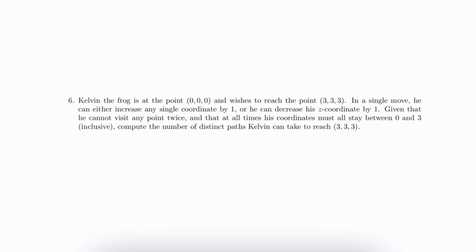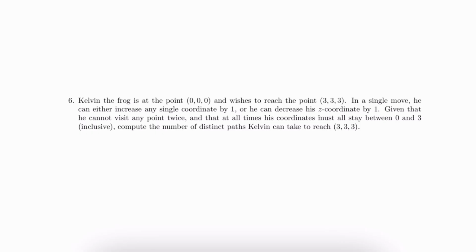Today we have problem 6 from the Harvard MIT math tournament, where we're given that Kelvin is a frog that starts at (0, 0, 0) and wishes to reach the point (3, 3, 3). In a single move, he can either increase any single coordinate by 1 or decrease his z coordinate by 1.